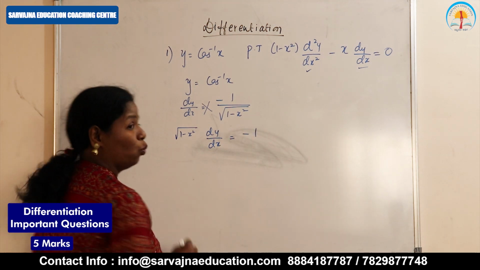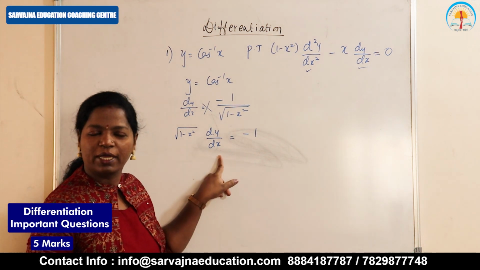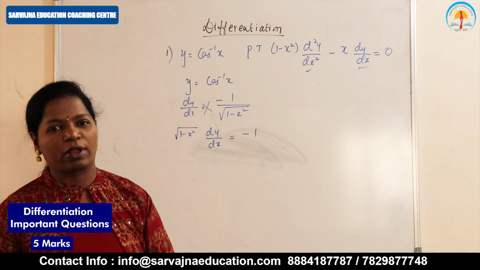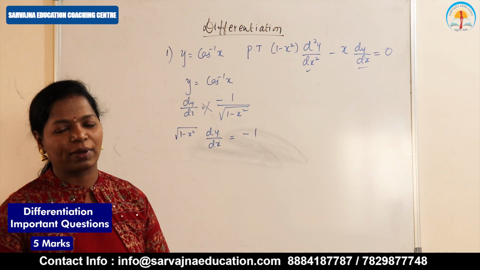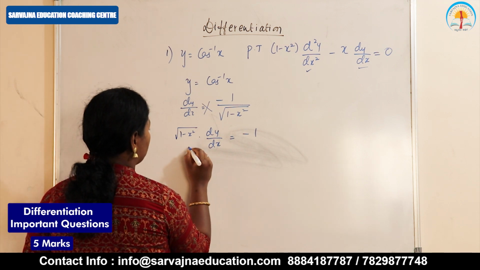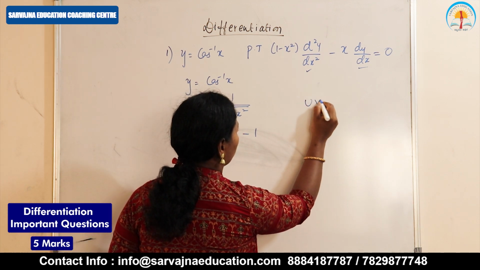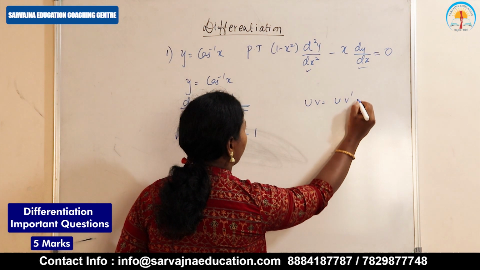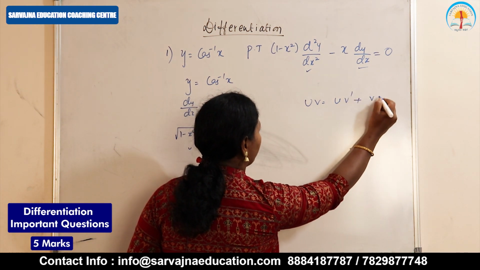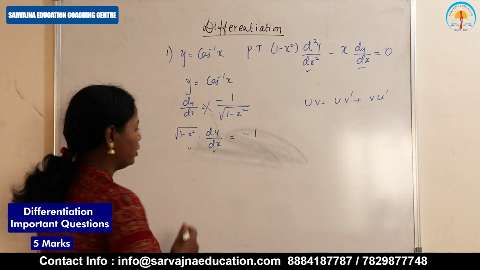Now you see there are two functions here. One is root 1 minus x square, another one is dy by dx. There are two functions in product form, that is the uv form. We have to apply the uv formula. So this is u, this is v. I already wrote the formula: d of uv is equal to u dv by dx plus v du by dx. The same thing you have to follow here.